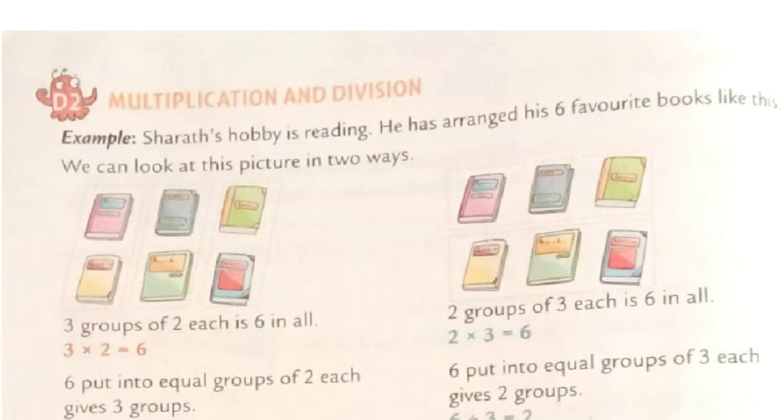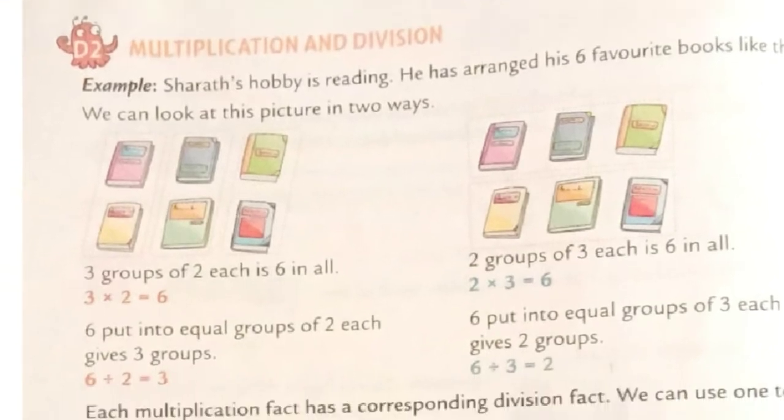That is 3 multiplied by 2 equals to 6. This we already know how to write a multiplication sentence. Now we will see how we can write the same sentence in another way. 6 put into equal groups of 2 each gives 3 groups. It means if we put 6 books into equal groups of 2 each, we will have 3 groups.